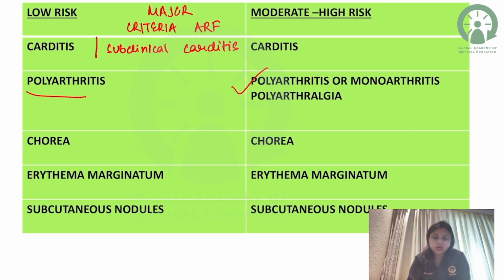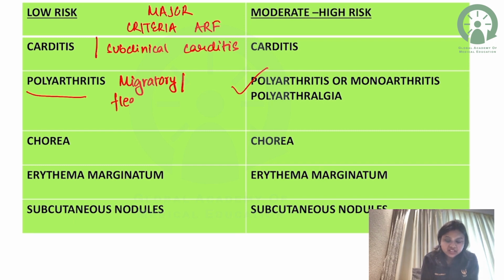Very, very important point, because I'll soon be doing the minor criteria and you'll get confused. The examiners know which area you're going to get confused in, and they frame questions from that only. And remember, this arthritis is migratory or fleeting in nature. So the characteristic of this is that it is migratory or fleeting in nature.